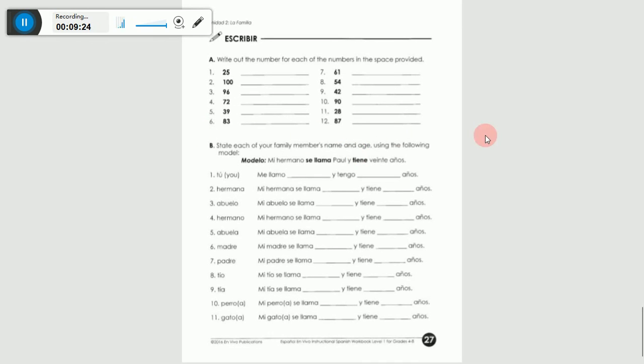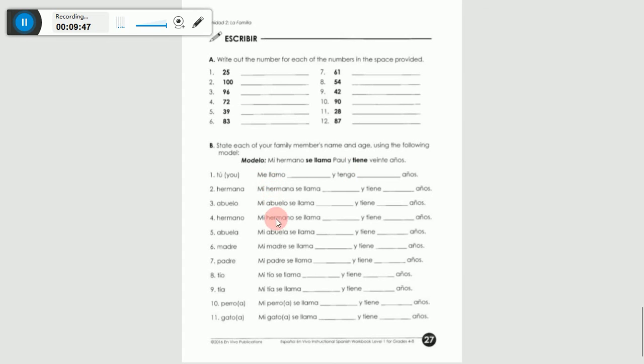And this is our last section on page 27. You're going to state each of your family members' name and age using the model. Okay, here's the example, modelo. Mi hermano se llama Paul y tiene 20 años. So my brother's name is Paul and he is 20 years old.